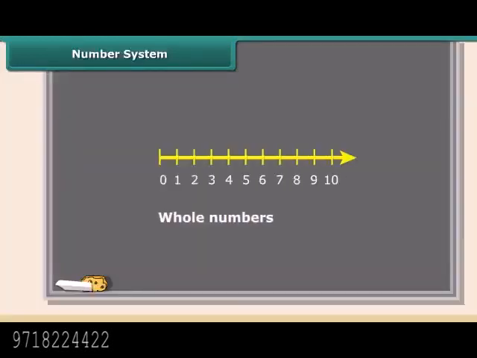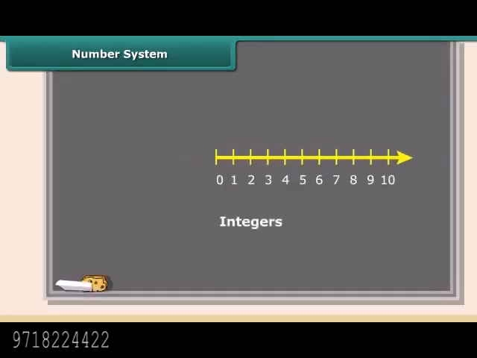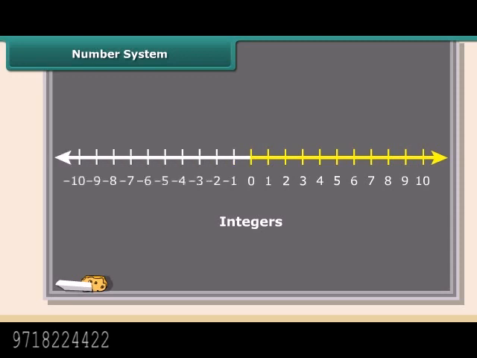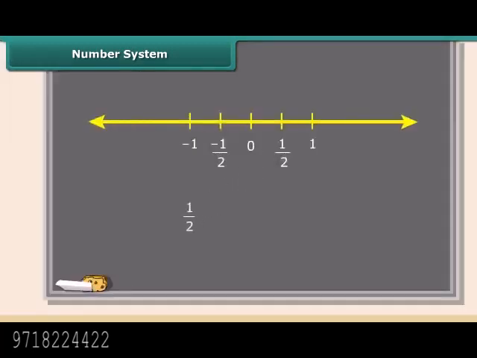Whole numbers are simply the numbers 0, 1, 2, 3, 4, 5, and so on. There are no fractions. Natural numbers are the positive whole numbers except 0. Integers are like whole numbers, but they also include negative numbers. So integers can be positive, negative, and 0. Students, what about 1 by 2? Is it a whole number, natural number, or an integer? You can see 1 by 2 lies between 0 and 1. We call it a rational number. Come along to know more.